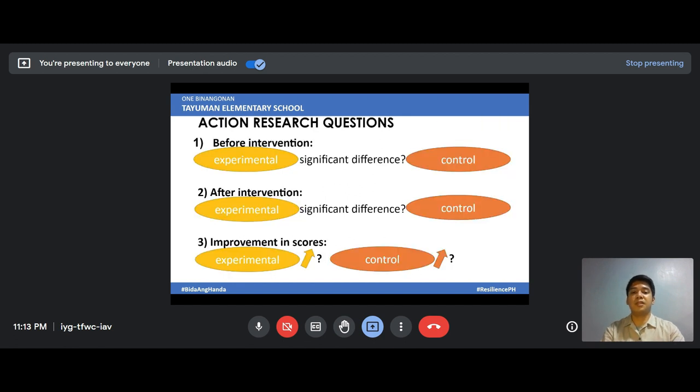What are the research questions? Before the intervention, is there a significant difference between the test scores of the experimental and control group? After the intervention, is there a significant difference between the test scores of the experimental and control group? Last one, is there an improvement in the test scores of the experimental and control group after the intervention?